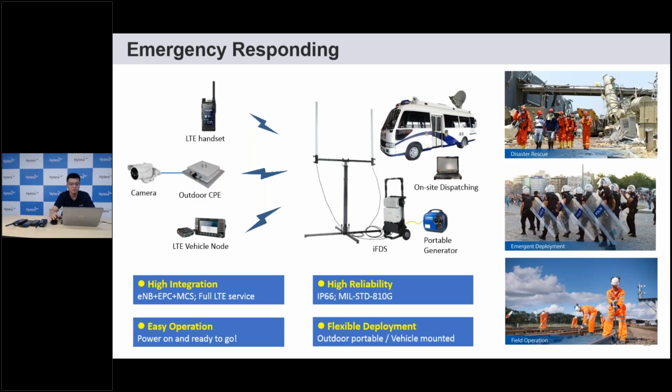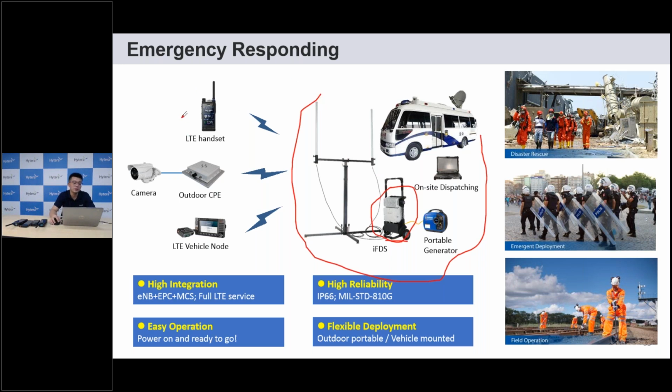Another scenario, like I said, is emergency responding, based on the Hytera IBS. So the main device is the Hytera LTE IBS, and this whole solution is called the IFDS. So what does that mean, IFDS? It is the abbreviation of Fast Deployment System. So based on this main device, you have a temporary small-scale LTE network coverage.